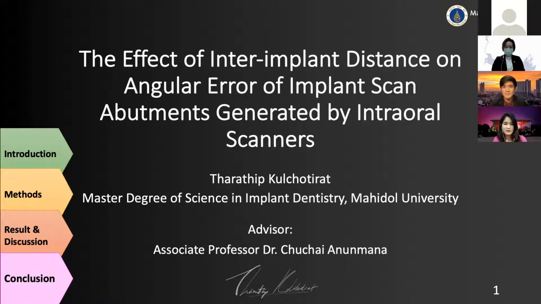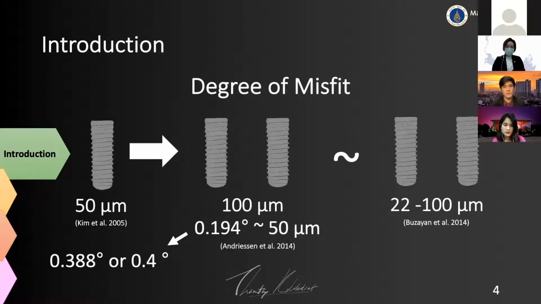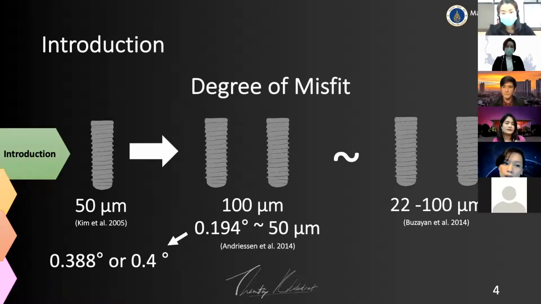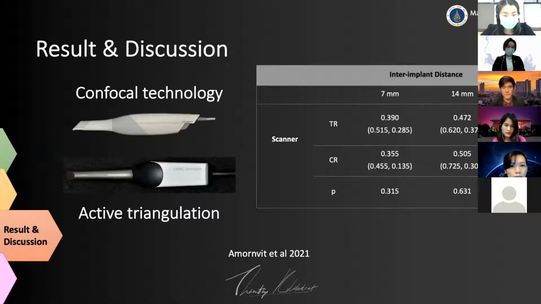From this, it seems like both of them are exceeding the number of deviation that you are concerned about, right? Yes, according to Anderson and colleagues' paper, it's 0.4 degrees. So would you please tell me how you could apply your result to clinical situations? As I have talked about the differences between the two technologies, the Trios 3 uses the confocal technological principle, and the other one uses active triangulation.